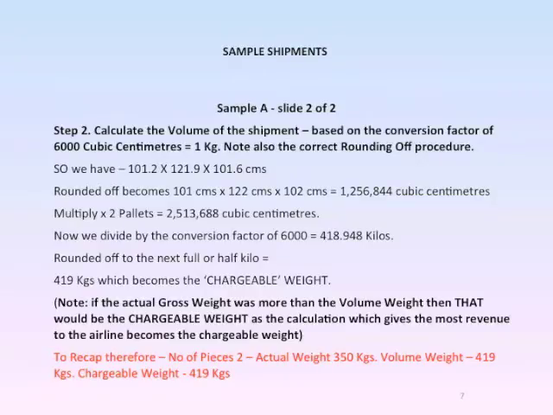The volume weight is 419 kilos, so the higher of the two becomes the chargeable weight. It's the calculation which gives the most revenue to the airlines that becomes the chargeable weight. So now just to recap, we have number of pieces, 2 pallets, actual weight 350 kilos, volume weight 419 kilos, so therefore the chargeable weight is 419 kilos.